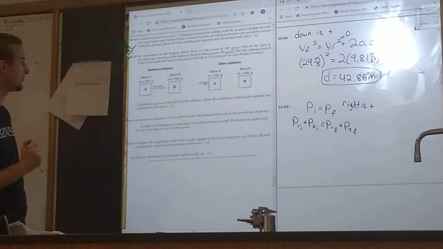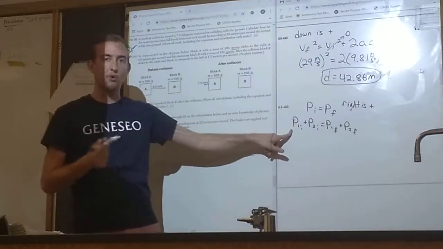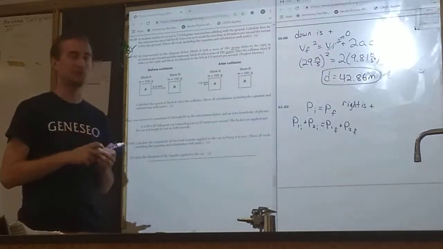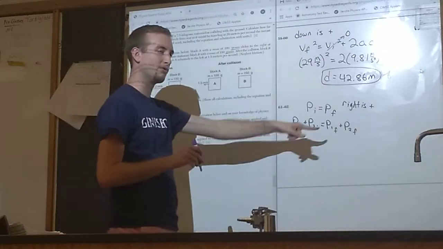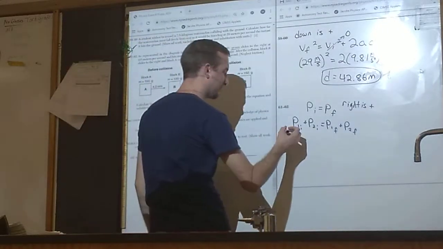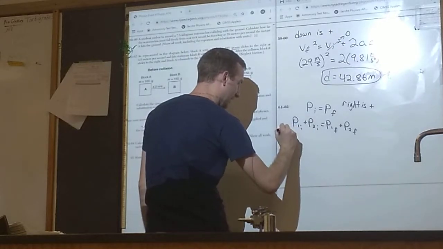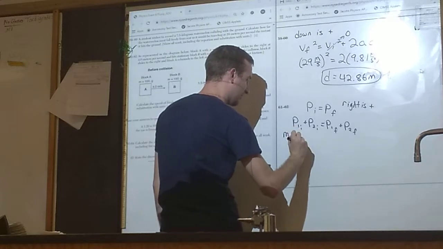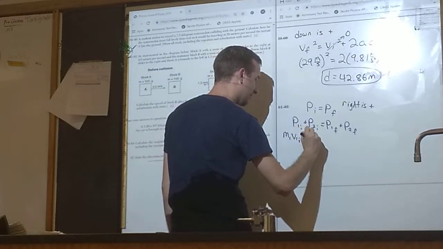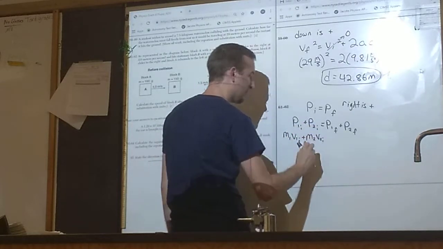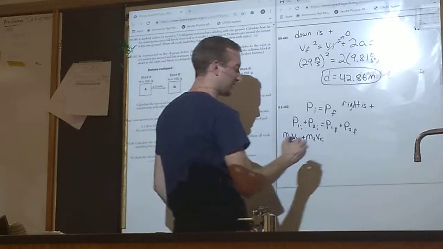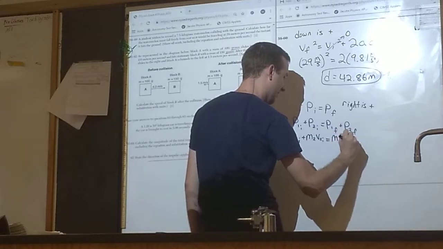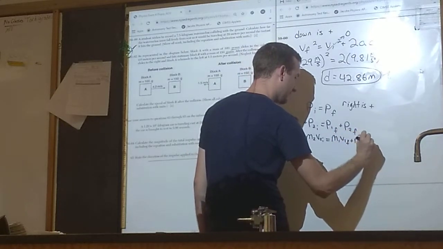Now what we're going to do here is, we're not told the momentum, but we do remember that momentum is equal to mass times velocity. So we're going to split this into mass and velocity instead of just talking about momentum. If I do that, I would have the mass of number 1 times the initial velocity of number 1, plus m2 v2i, mass of number 2 times the initial velocity of number 2, equals m1 v1f plus m2 v2f.